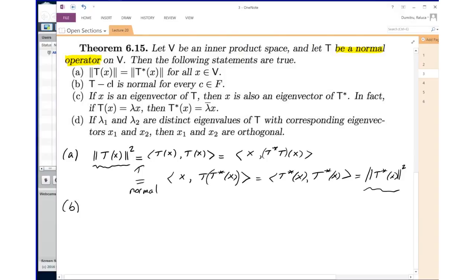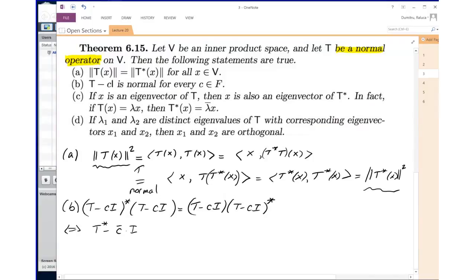B by itself is not essential, so I would say A, C, and D are the main properties here. However, B is necessary for proving C. So here is what B says. T minus C identity is normal. This is just a straightforward computation. So to check that this operator T minus C identity is normal, all we have to do is to check that this composition gives you the same result. And we know what the adjoint of T minus C identity is. It's T star minus C bar identity.